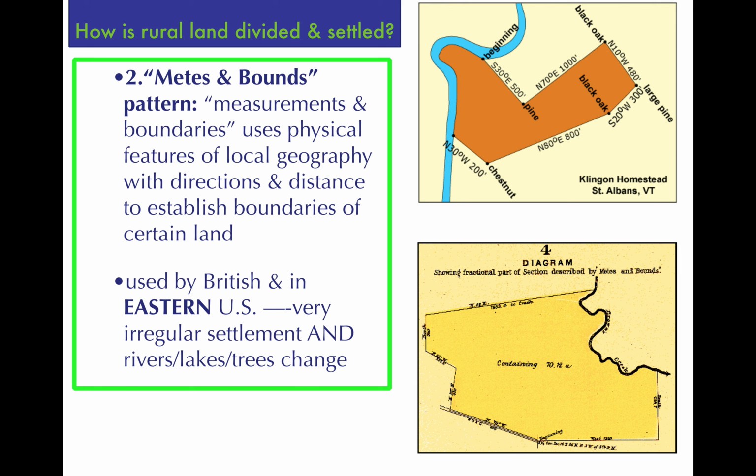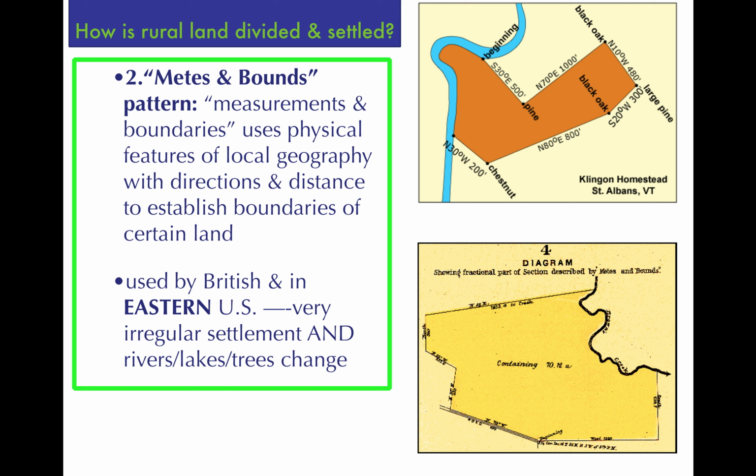In addition, rivers, lakes, and trees all change. And again, natural boundaries don't always serve as effective boundaries. We talked about that in the political geography unit. So if a natural boundary changes, then the meets and bounds system is less effective.